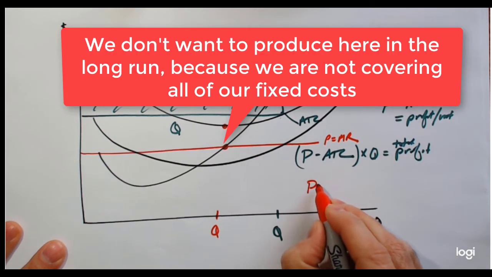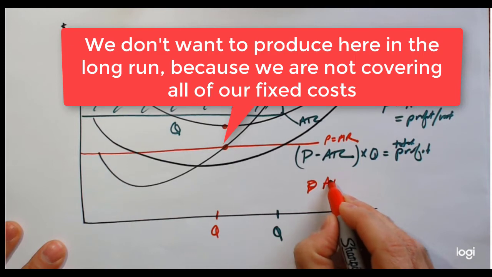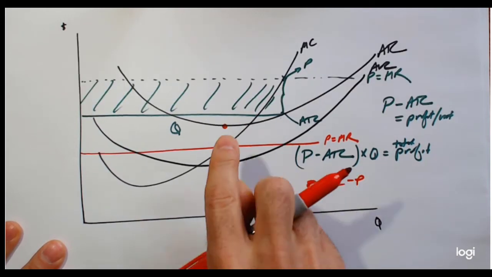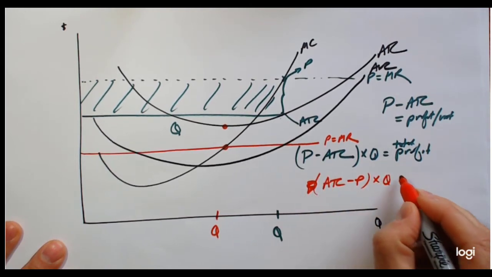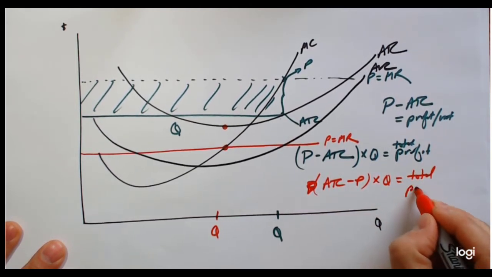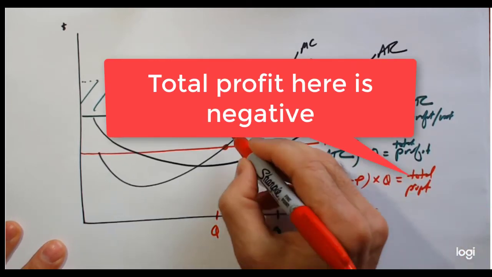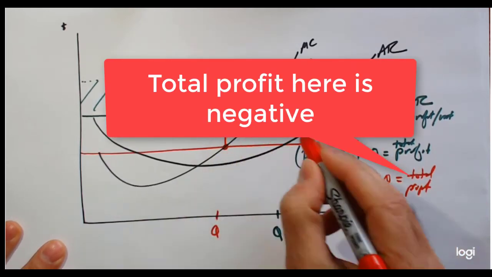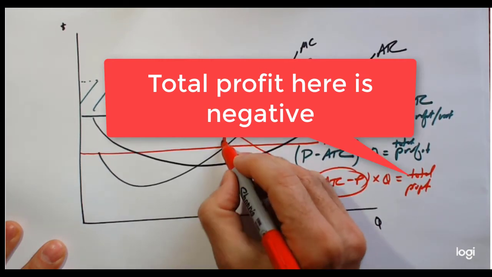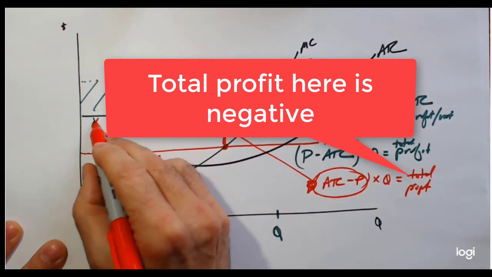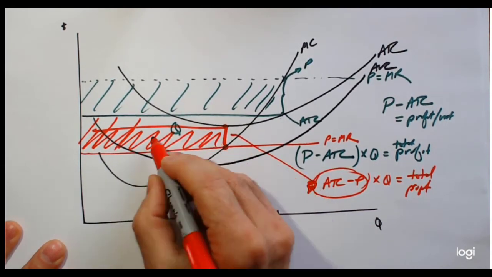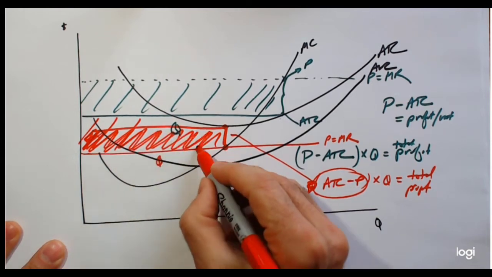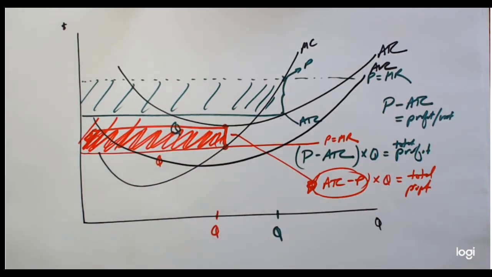It's actually average total cost minus the price in this case, because average total cost is higher than the price, times Q is going to be our total profit. And our total profit, so here is the ATC, this part, is right here. And then here's our Q, this part. So this is our loss right here. That is our loss, total loss area associated with that.